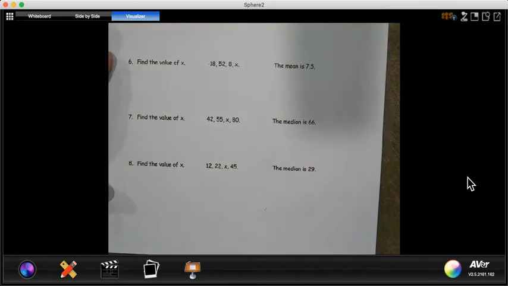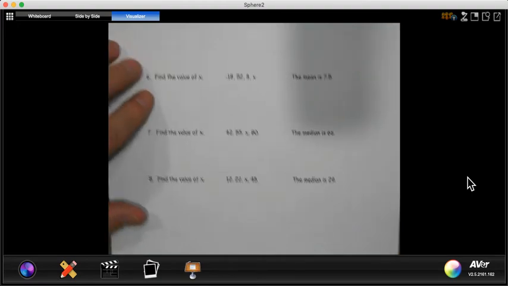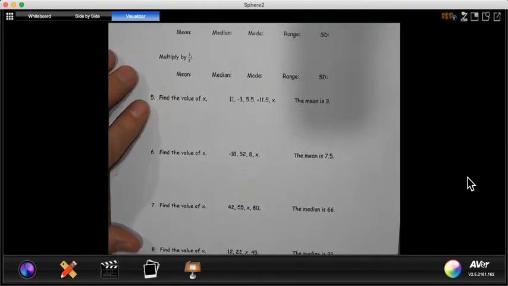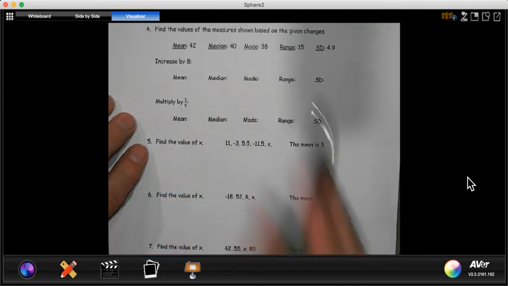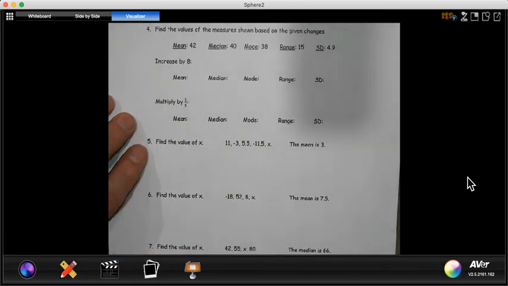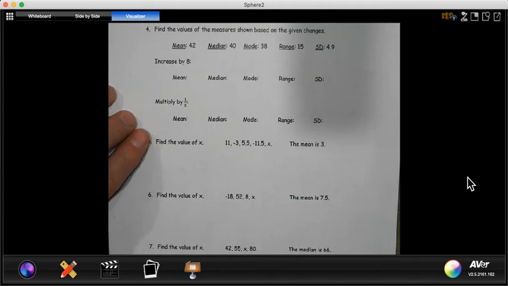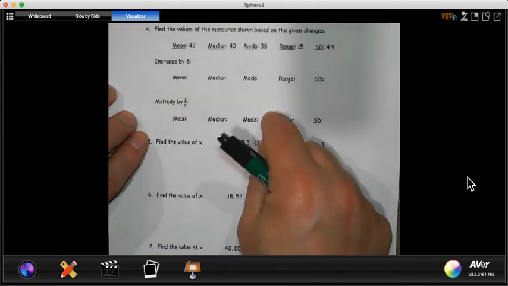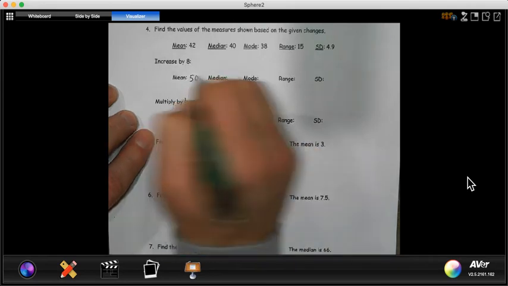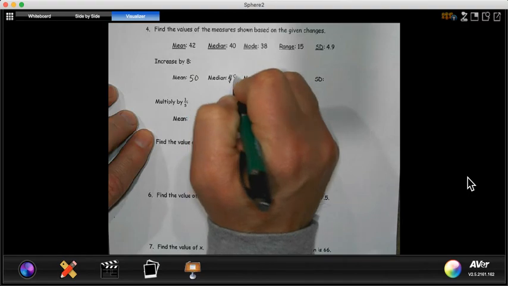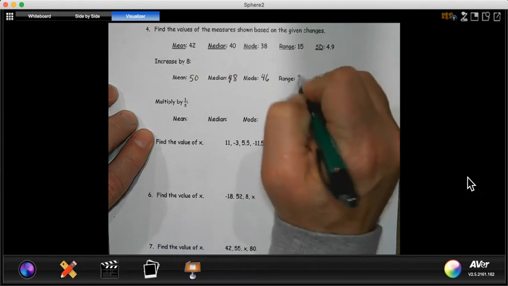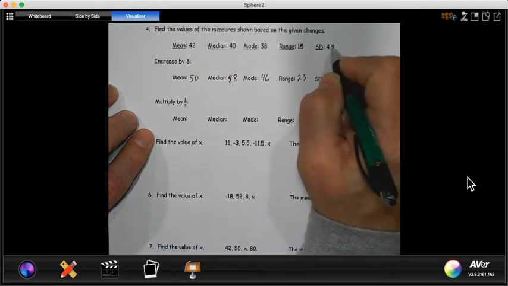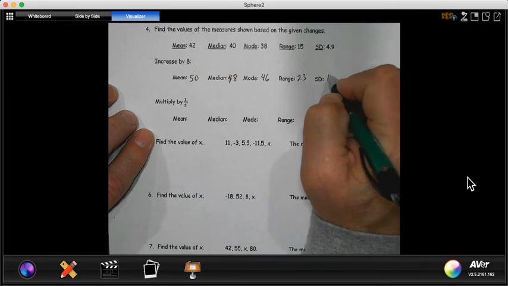Okay, find the values of the measures shown on the given changes. So we calculated the mean, median, mode, range, and standard deviation, and we increased the data set by 8. So we increase everything by 8. So to me, that's a slide of 8 to the right. So the mean is 50. The median is 48. The mode is now 46. The range is now 23. And the standard deviation is now 4.9.